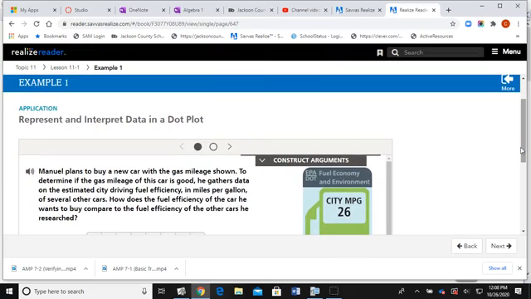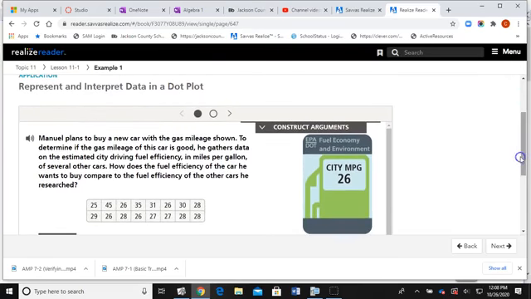Example 1 says represent and interpret data in a dot plot. So a dot plot is exactly what it sounds like. It's when you plot some numbers just using dots. Okay? It's very simple. It tells you how many of each value we had. So it says Manuel buys or plans to buy a new car with the gas mileage shown. What's the gas mileage shown? 26 miles per gallon. That's not bad, okay?